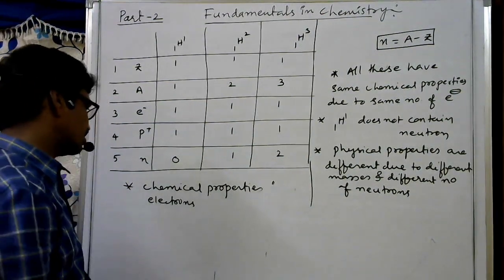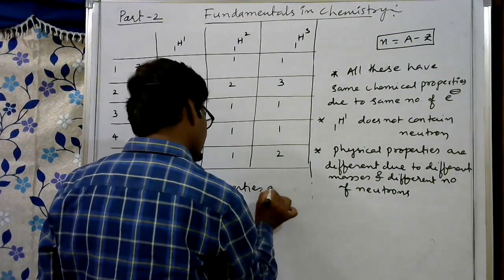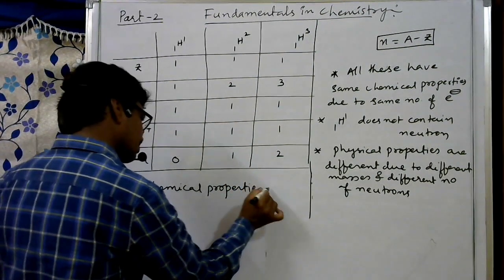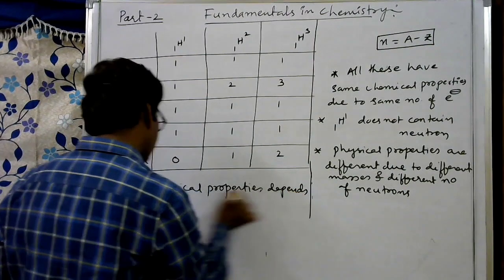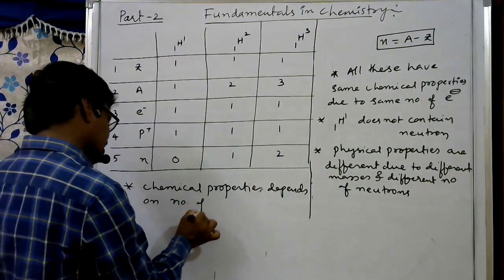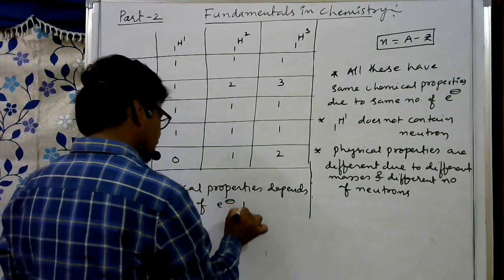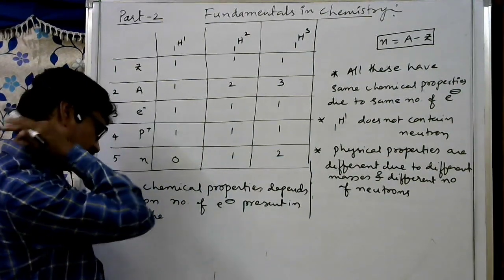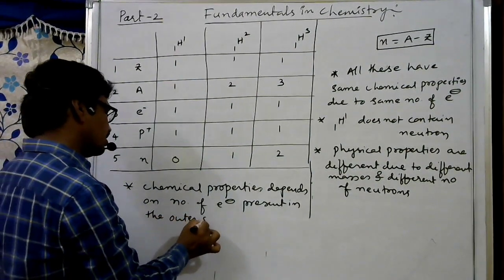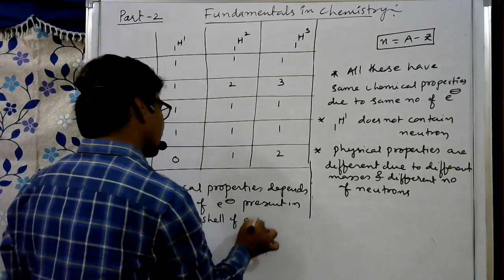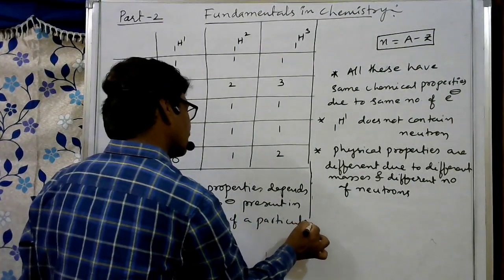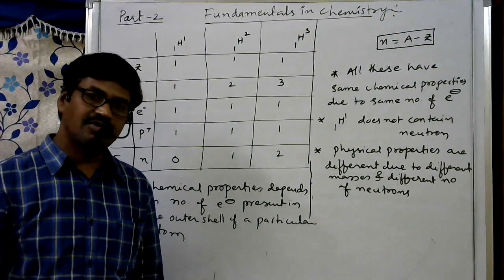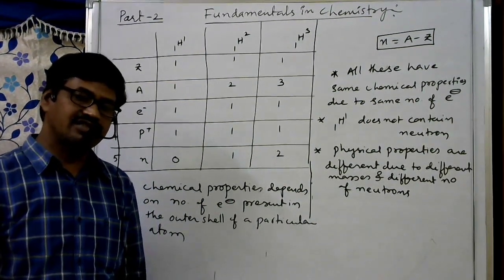So chemical properties depend on the number of electrons present in the outer shell of a particular atom. So this you have to remember. Chemical properties always depend on the number of electrons present in the outer shell or valence shell of that particular atom.